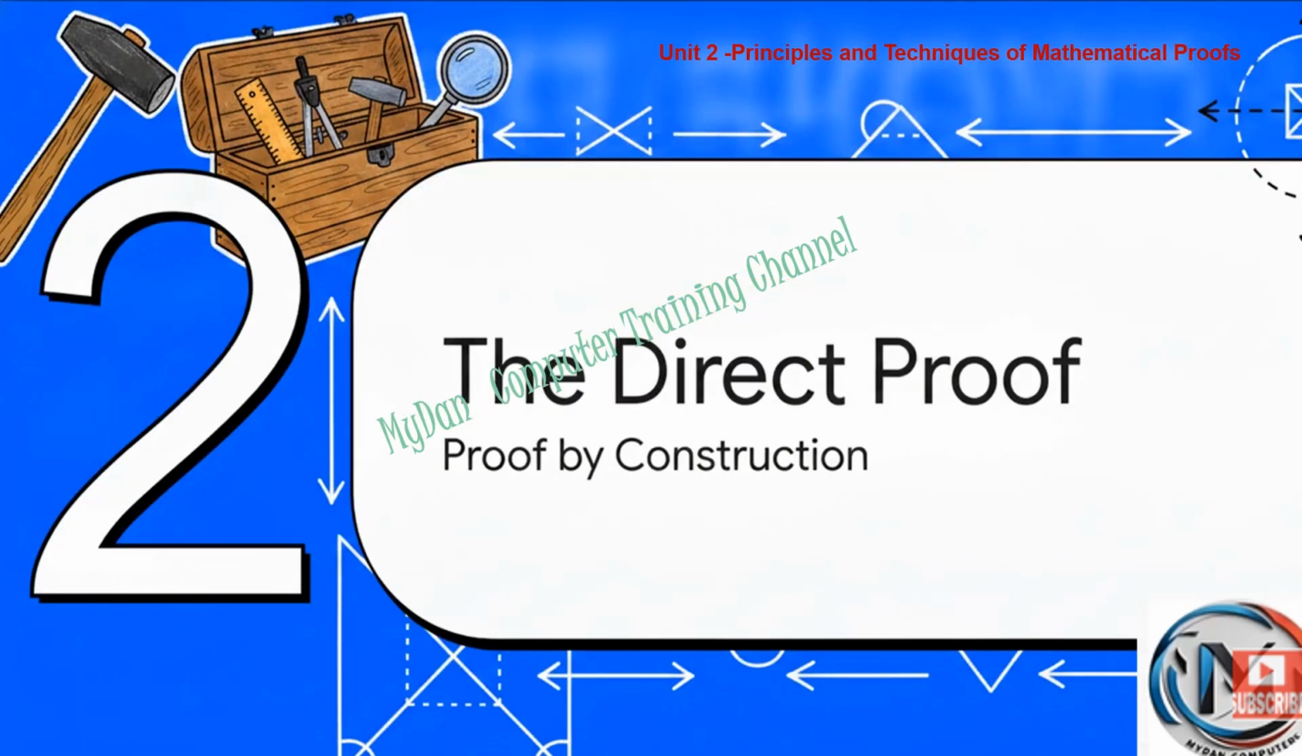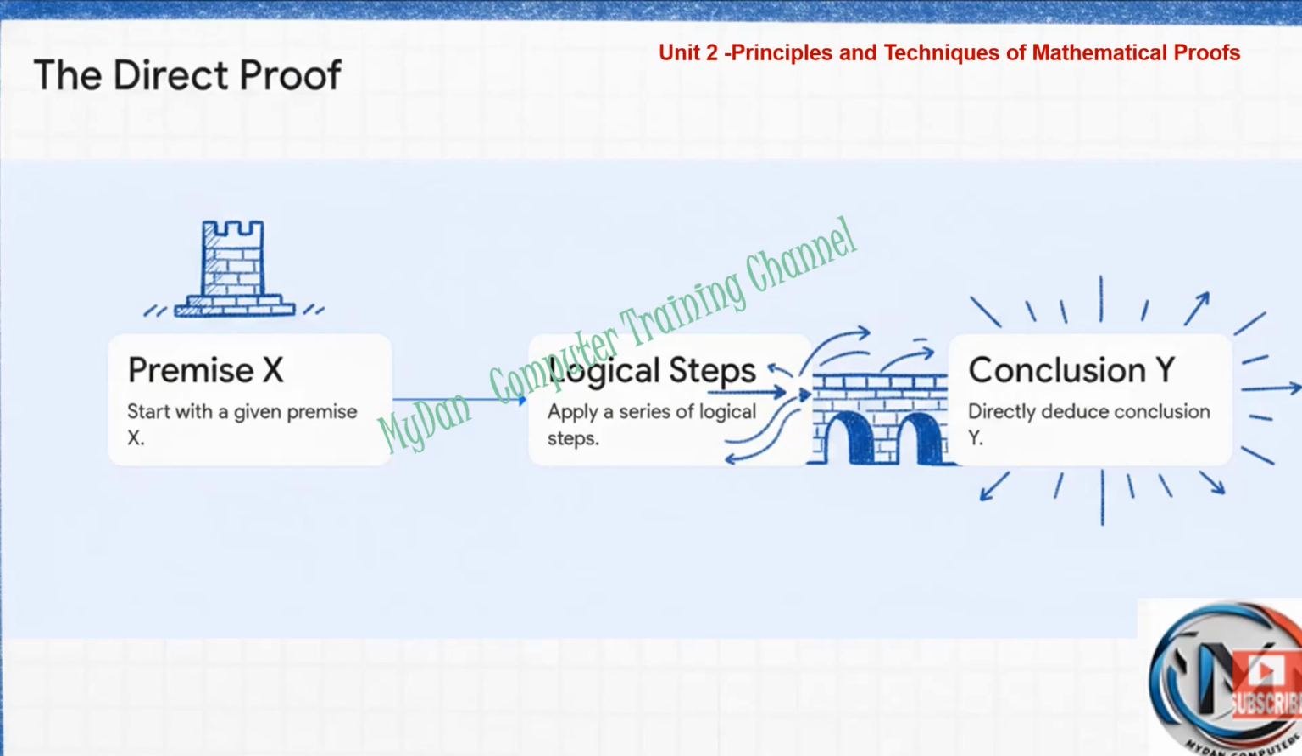Moving right along to Section 2, the direct proof. You can totally think of this one as our hammer. It's straightforward, it's powerful, and it is absolutely essential. The direct proof, or proof by construction as it's sometimes called, has a really simple A to B flow. We are literally building a bridge straight from a starting premise over to a final conclusion.